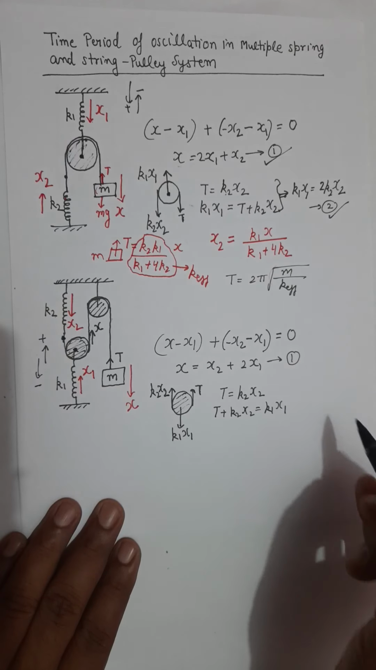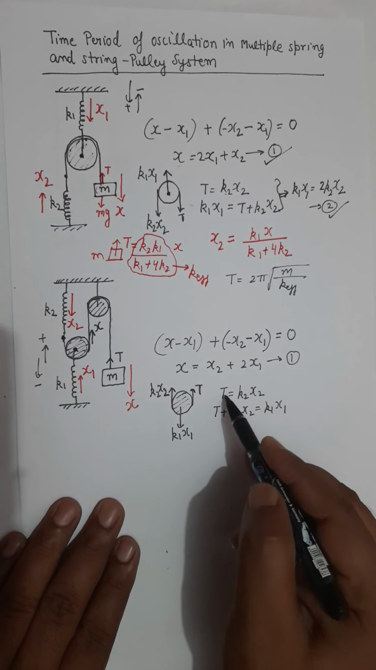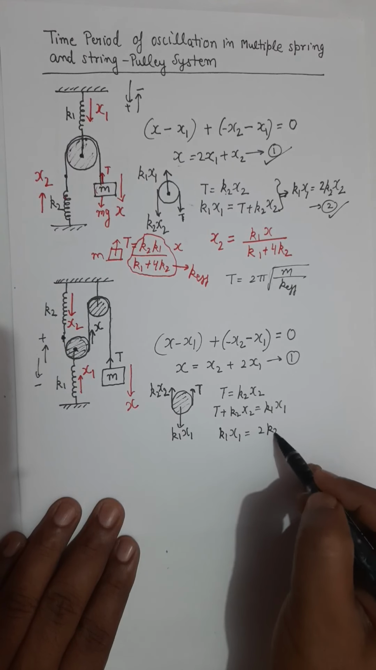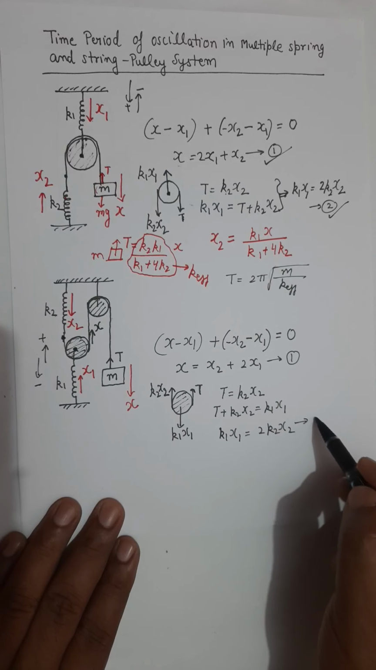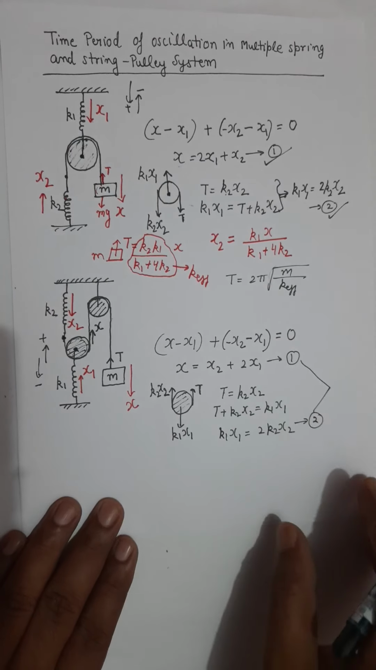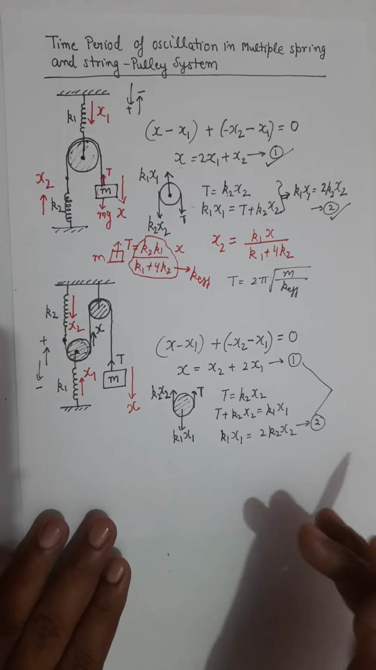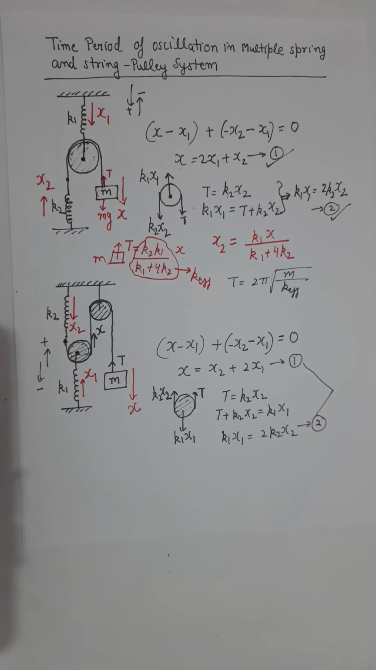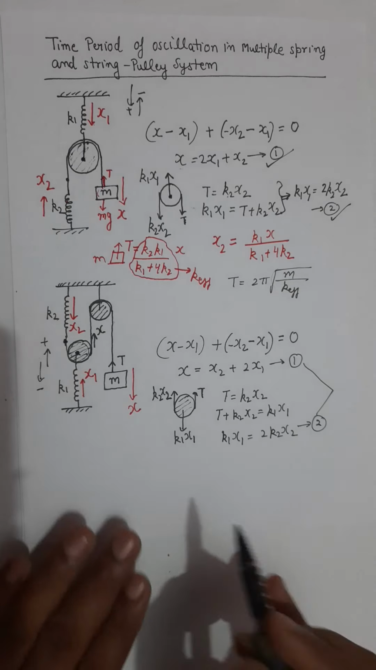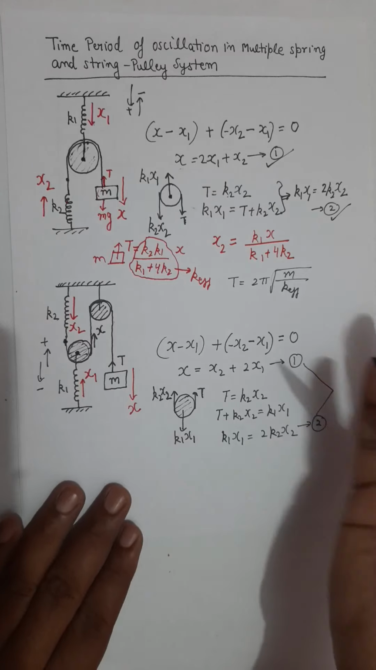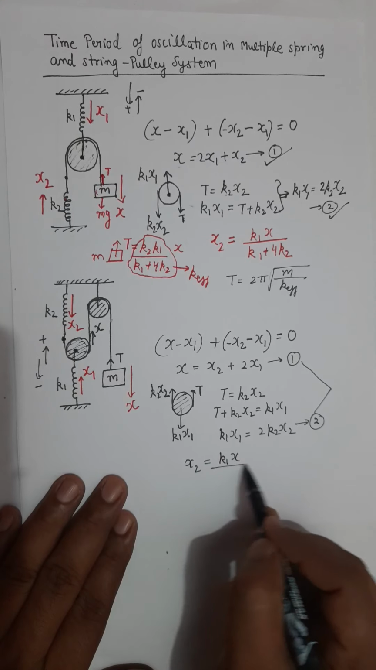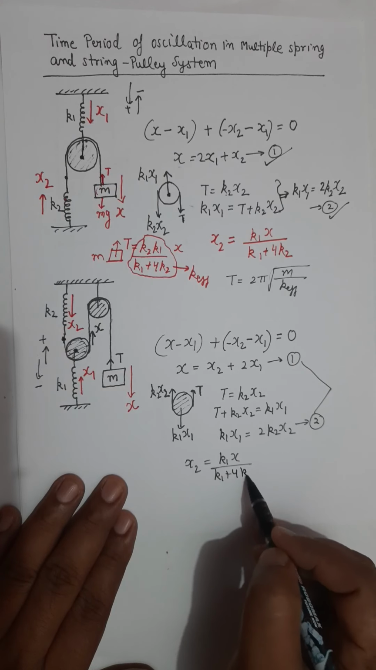Now it will give me x1 and x2. So from here you replace the value of T in this expression and you get k1 x1 equals twice k2 x2. That is the second equation. And now you have to solve these two equations simultaneously for the values of x1 and x2. Right, this is the same process which we have done in the previous example. You can find the values of x1, x2. And since we are obtaining the same equations, the results will be similar. You will get x2 equals k1 x divided by k1 plus 4 times k2.